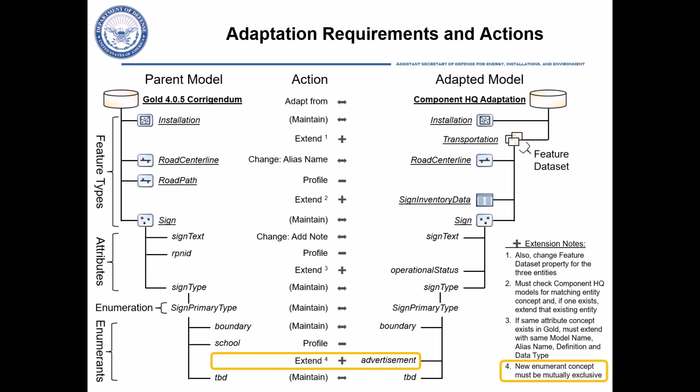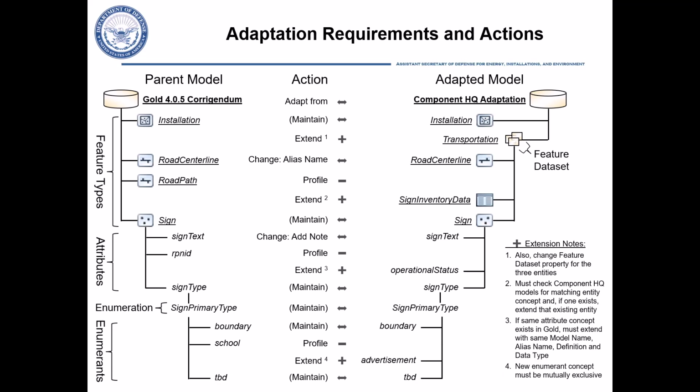Because Gold enumerations are shared among components, the SDSFIE-V holds any extended enumerant concept must be mutually exclusive with all existing enumerants. This proposed advertisement enumerant passes that test and will thus be extended. Note that an entry into the change management process is required to document this change to the next version of the Gold model. Last is the TBD enumerant, which is generally required for list enumerations and is needed in the adaptation, and thus will be maintained from the parent.